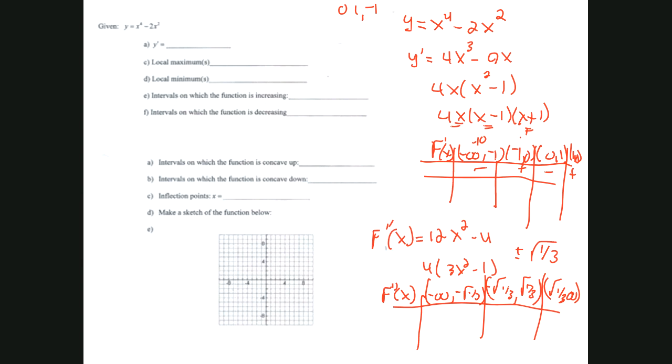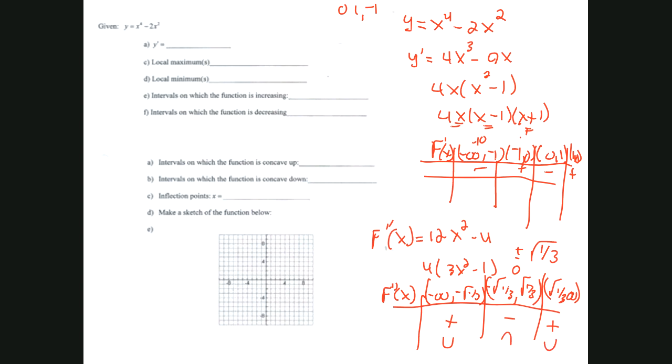I'll use negative 10 again. If I use negative 10 in here, negative 10 squared is 100, 3 times that's definitely going to be positive. I'm going to take 0 here. If I put 0 in here, 0 minus 1, that's negative 1 times 4. That's a negative, and this is going to be positive. So I know it's going to be concave up, concave down, concave up.